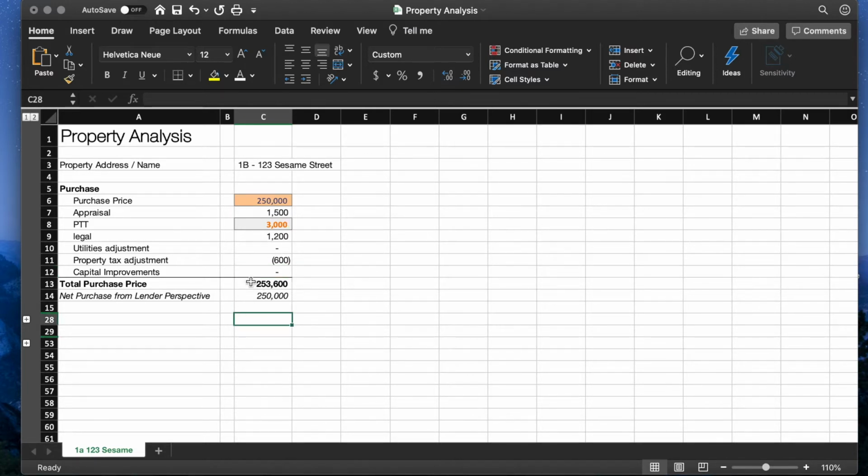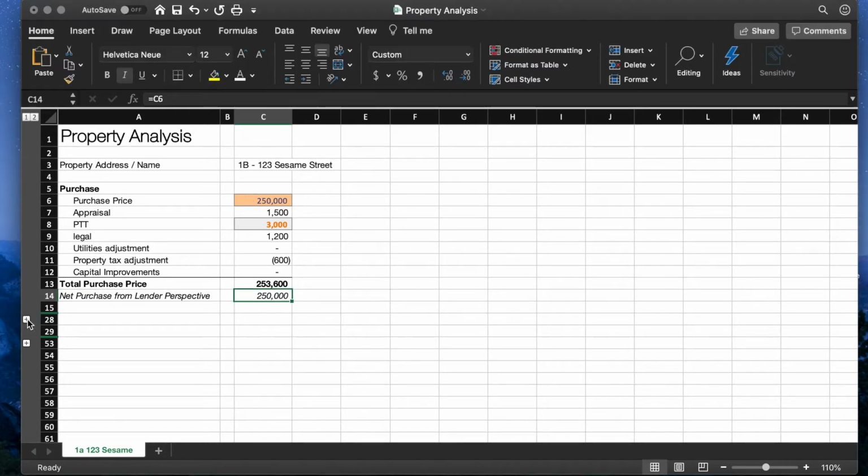Now the important thing here is that we have a sum formula for the total purchase price, so that's summing up the purchase price plus appraisals and transfer tax and legal fees, and so on and so forth. And then I also calculate what the net purchase is from a lender perspective. We'll get into this next around what a lender will do during your underwriting analysis, what they're going to look at, and what they're going to quite frankly ignore and assume that you've already taken care of.